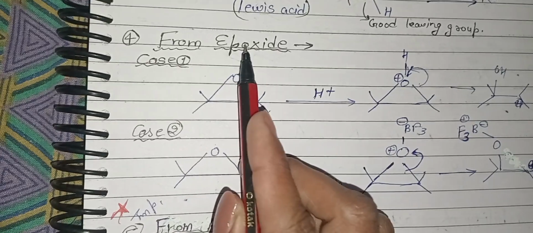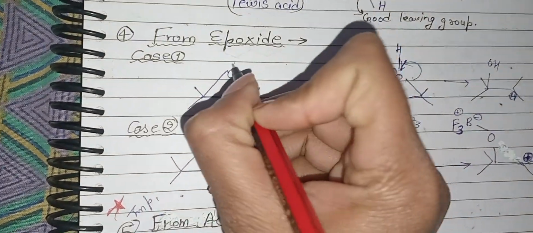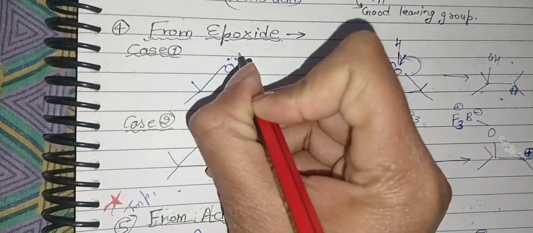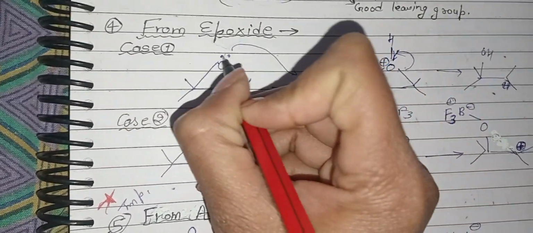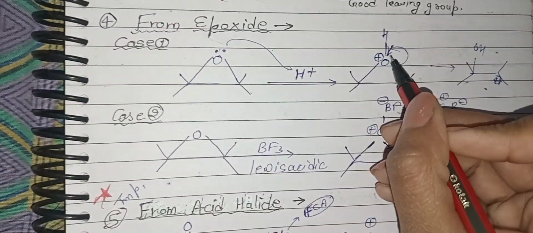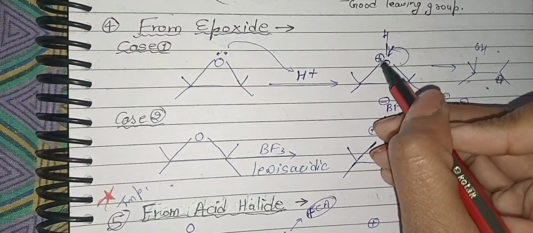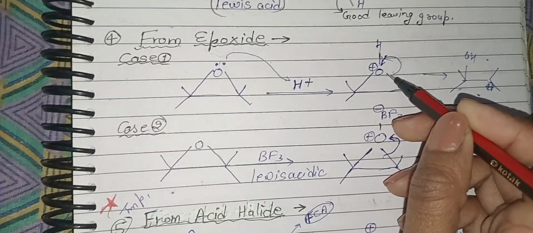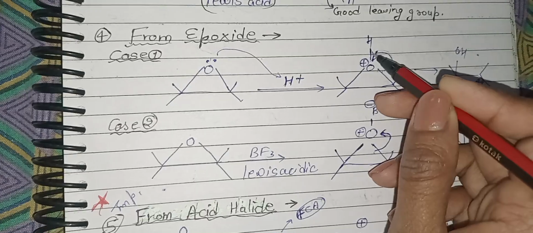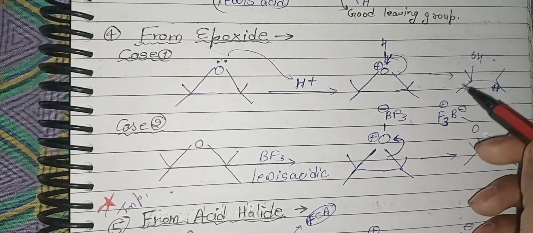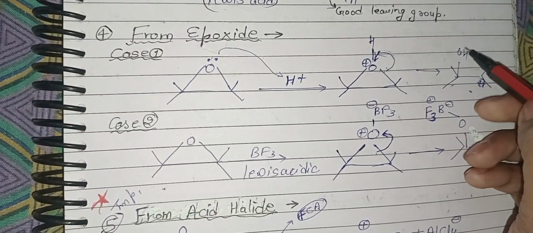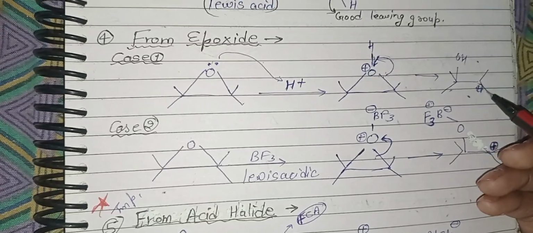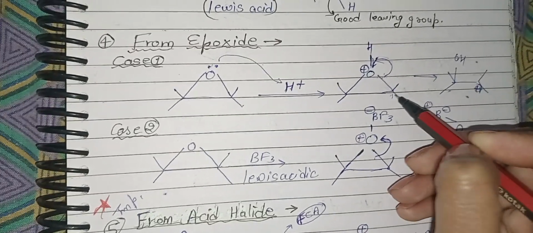Okay, next is from epoxide. What happens here is that the oxygen attacks H plus, and it is attached to oxygen. So we get a positive charge on oxygen. From here this bond will break and shift, so we get OH and a single bond, and here we get a positive charge.